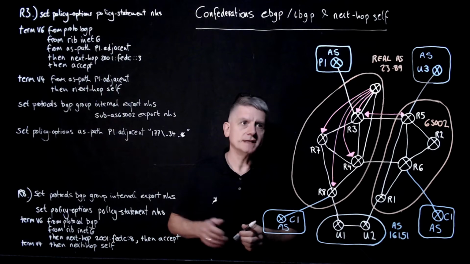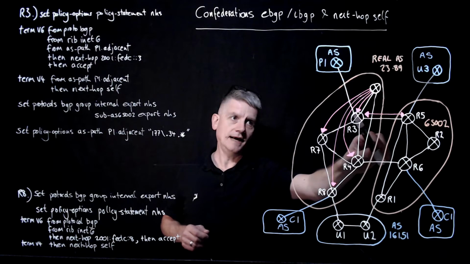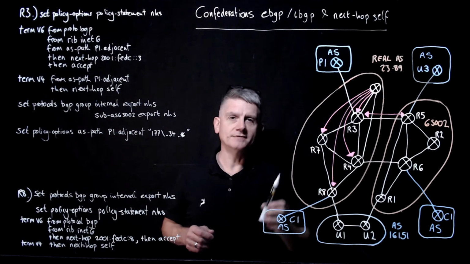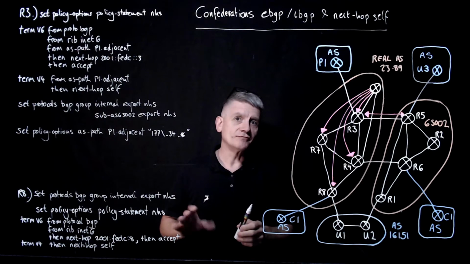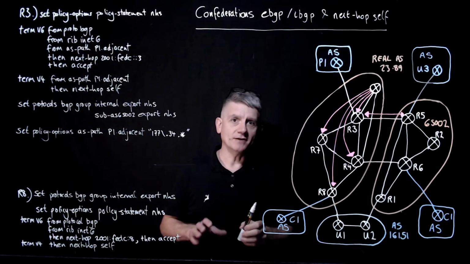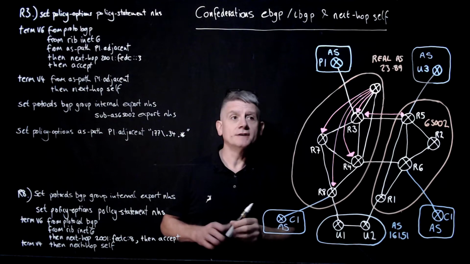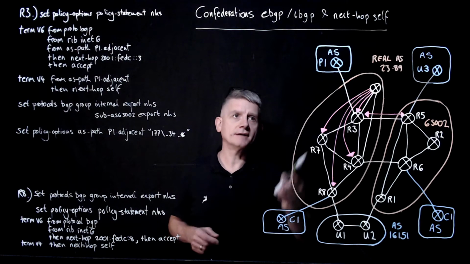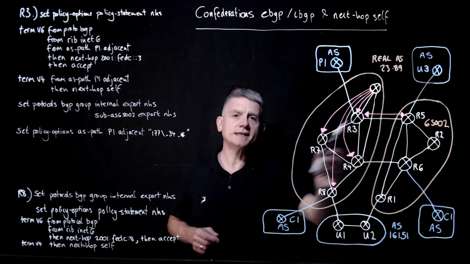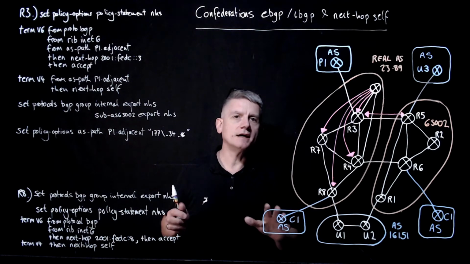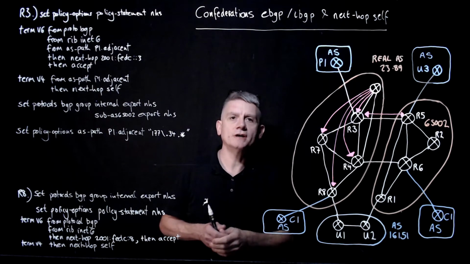Now, to confuse this, our router 3 actually has an external peer as well. And there, it's really important to set the next hop self both directions. So towards the IBGP, it needs to be set, and towards the CBGP. So this is a real Confederation gotcha.